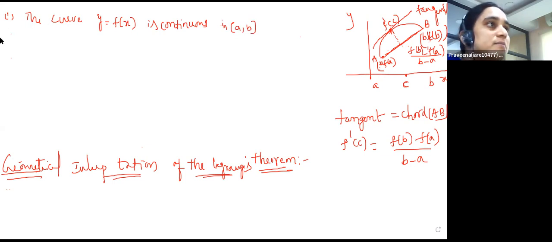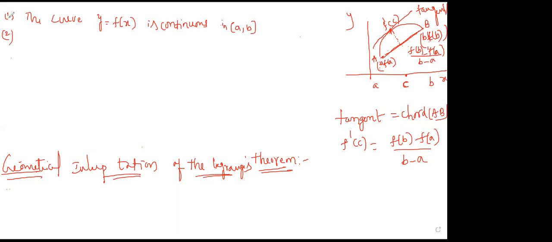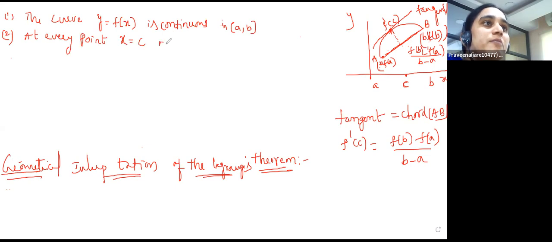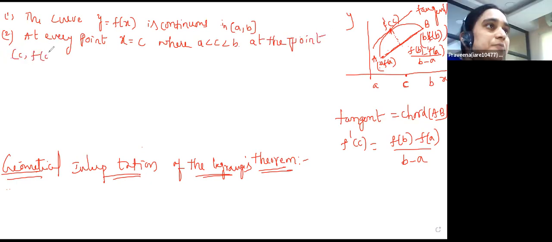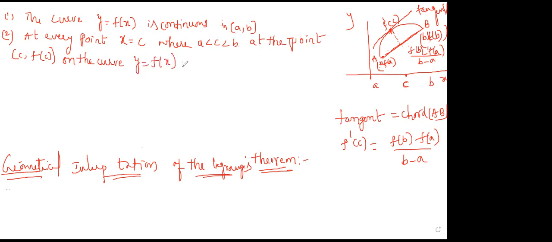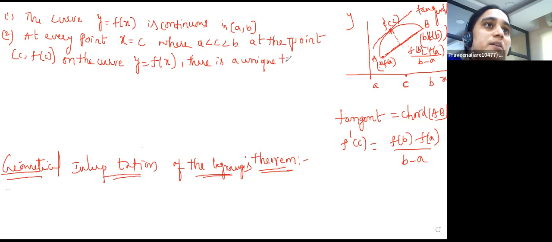And the second point, at every point x is equal to c, where a less than c less than b, at the point c comma f of c on the curve y is equal to f of x, there is a unique tangent to the curve.